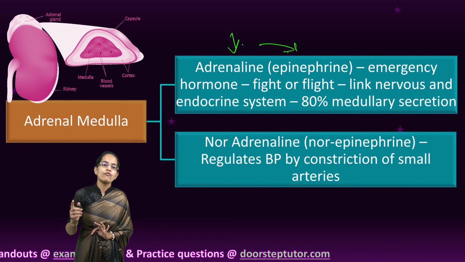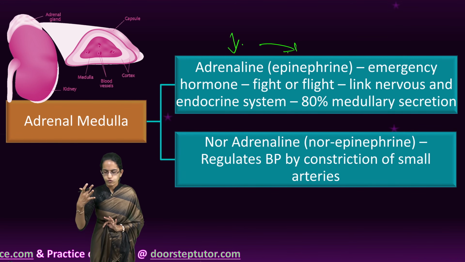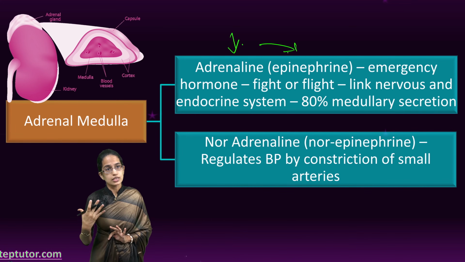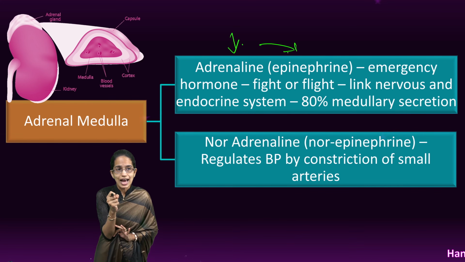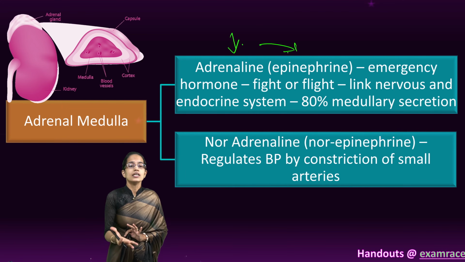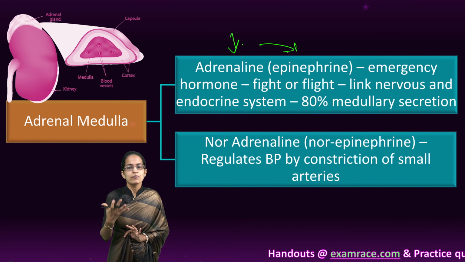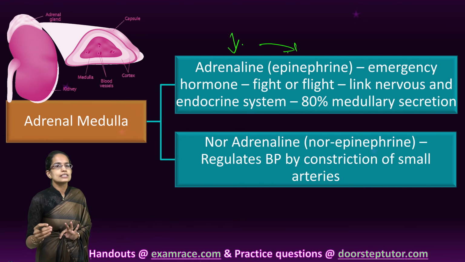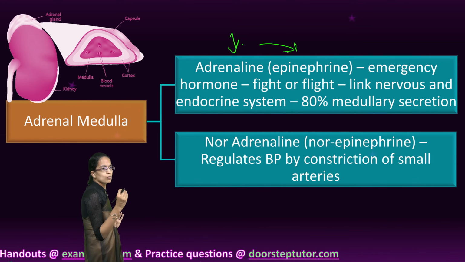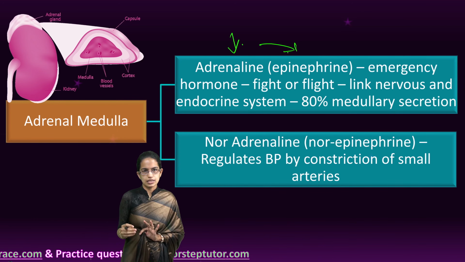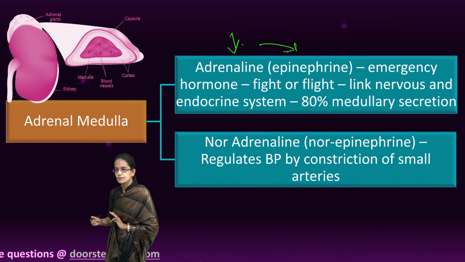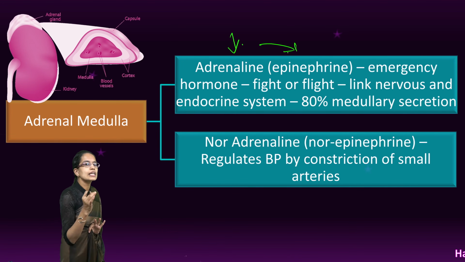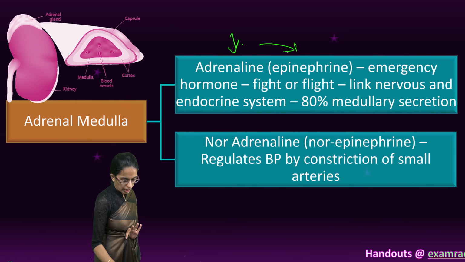So, control of emotions, control of heartbeat, blood pressure, control of muscle movements, the smooth muscle movements, whether they should be relaxed or constricted, is governed by adrenaline, and it provides a good link between the nervous and the endocrine system. Most of the medullary secretions are released through adrenaline. Adrenaline always prepares oneself for any emergency situation to occur.